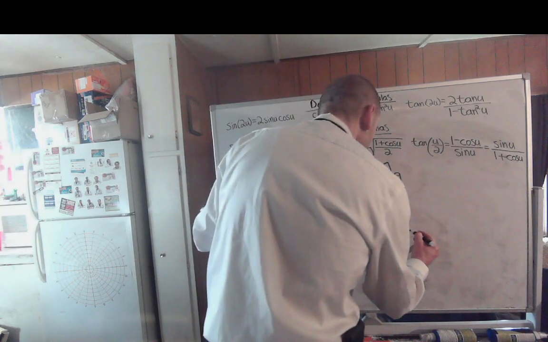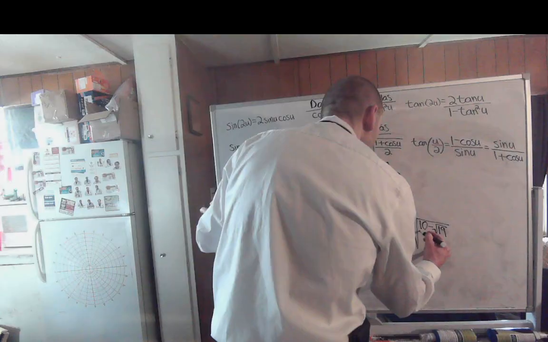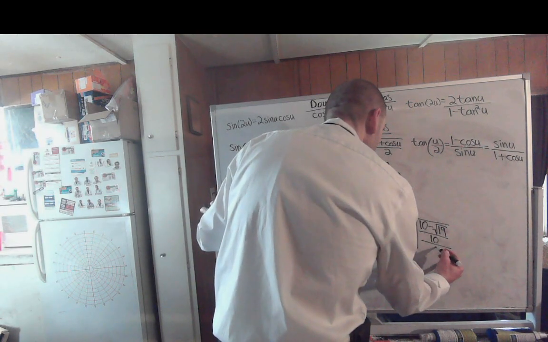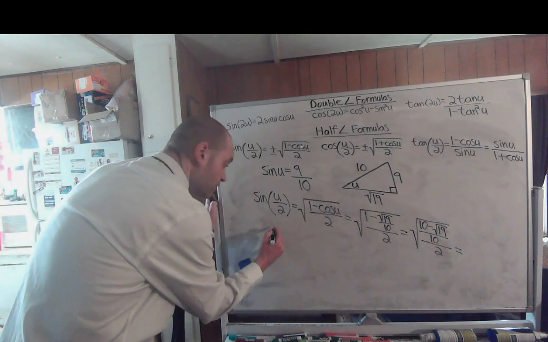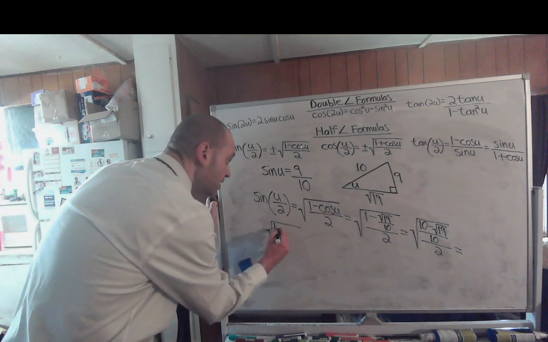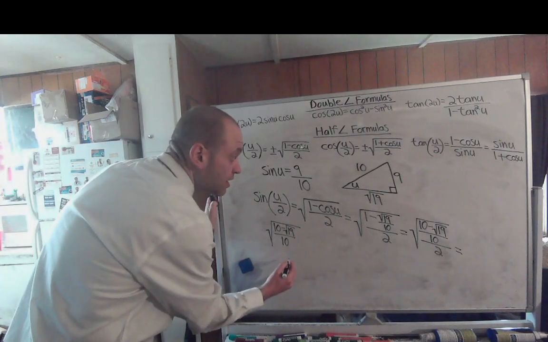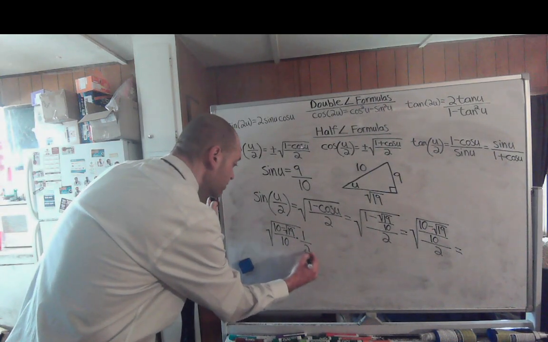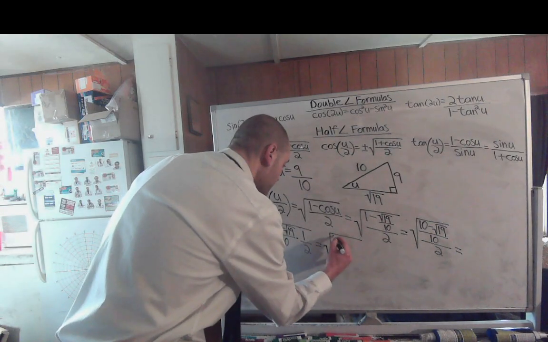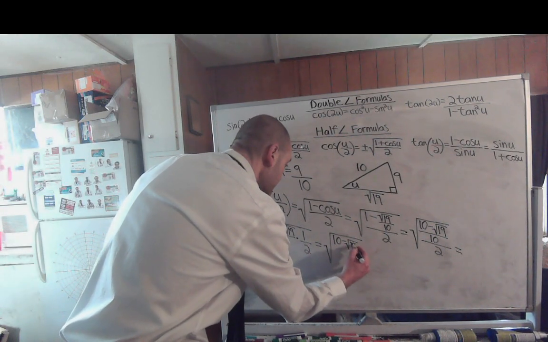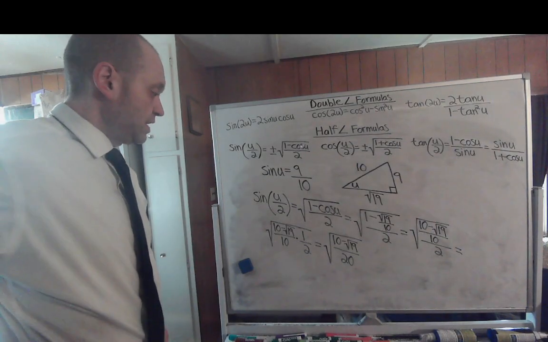So this is going to be equal to the square root of 10 minus the square root of 19 all over 10, all over 2, which would just end up giving you the square root of 10 minus the square root of 19 all over 10 times 1 over 2. So this would turn into the square root of the quantity of 10 minus the square root of 19 all over 20. So yeah, we have a bit of a doozy there, don't we?